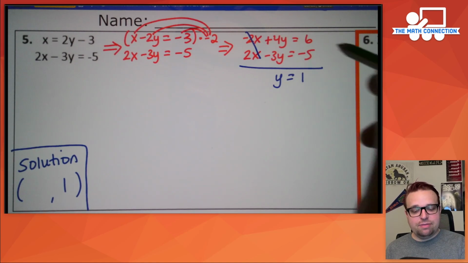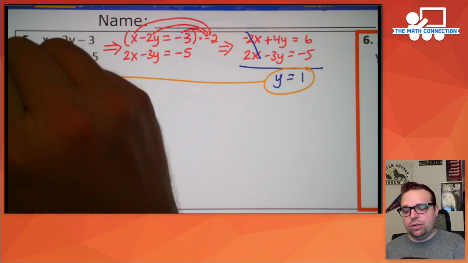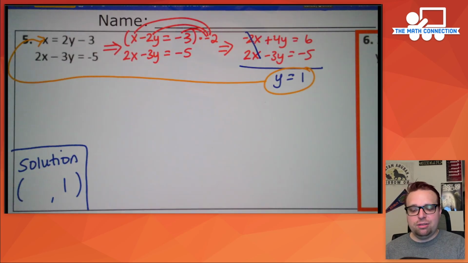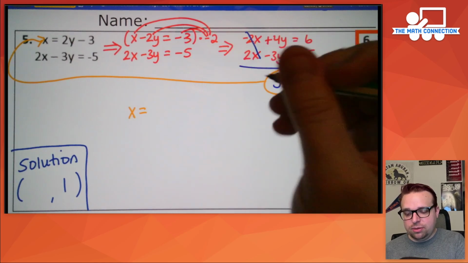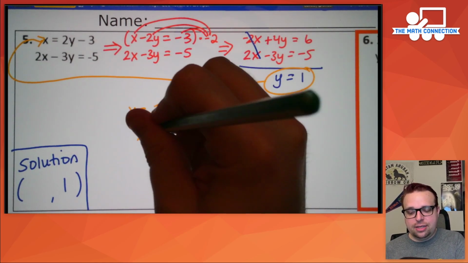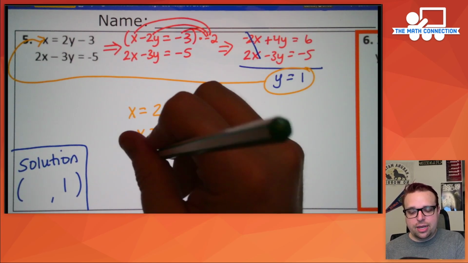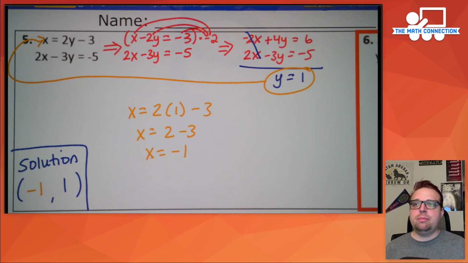Now, to get the x value, take y equals 1 and go back to an original equation. I'm just going to go back to the first one, because why not? You can pick either one. They will both work, okay? So x equals 2 times 1 minus 3. x equals 2 minus 3. x equals -1. So -1. And that's my solution. Done.